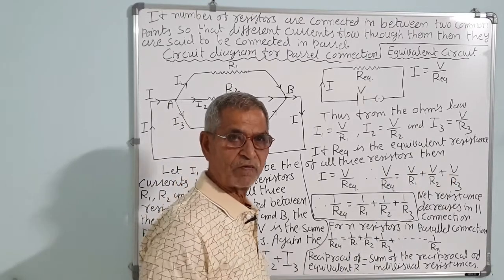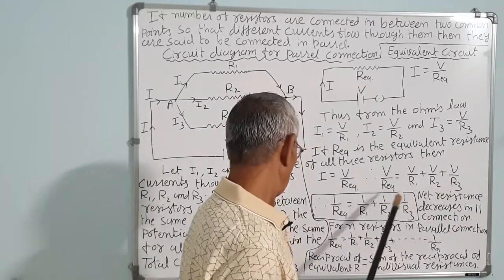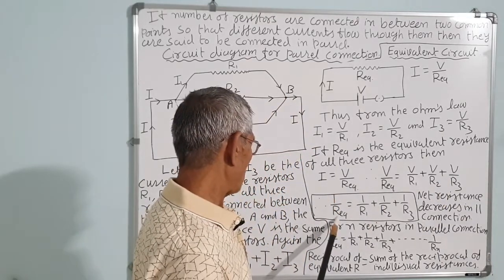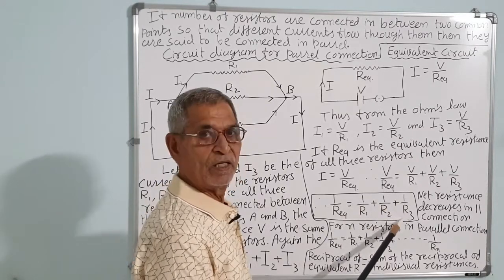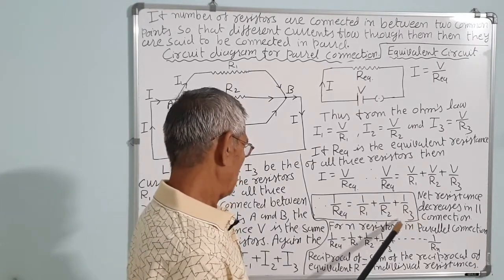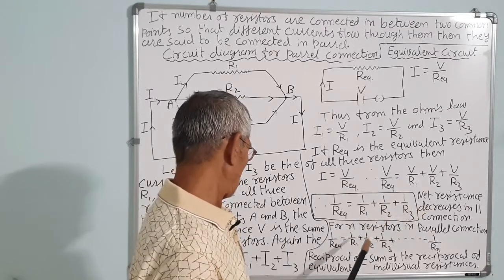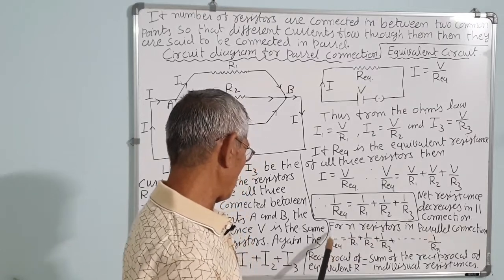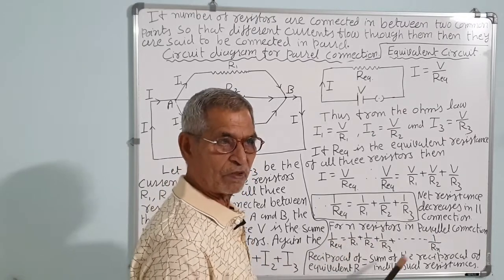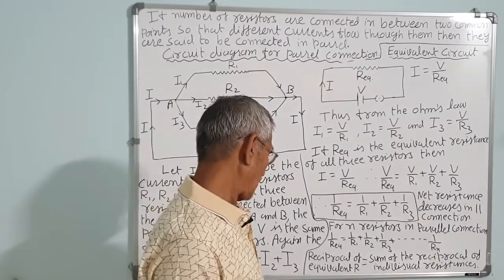I1 is V upon R1, I2 is V upon R2 and I3 is V upon R3. Therefore, 1 upon R equivalent is equal to 1 upon R1 plus 1 upon R2 plus 1 upon R3. Here the net resistance decreases. In parallel connection, net resistance decreases. For n resistors connected in parallel, 1 upon R equivalent is equal to 1 upon R1 plus 1 upon R2 plus 1 upon R3 and so on up to 1 upon Rn.